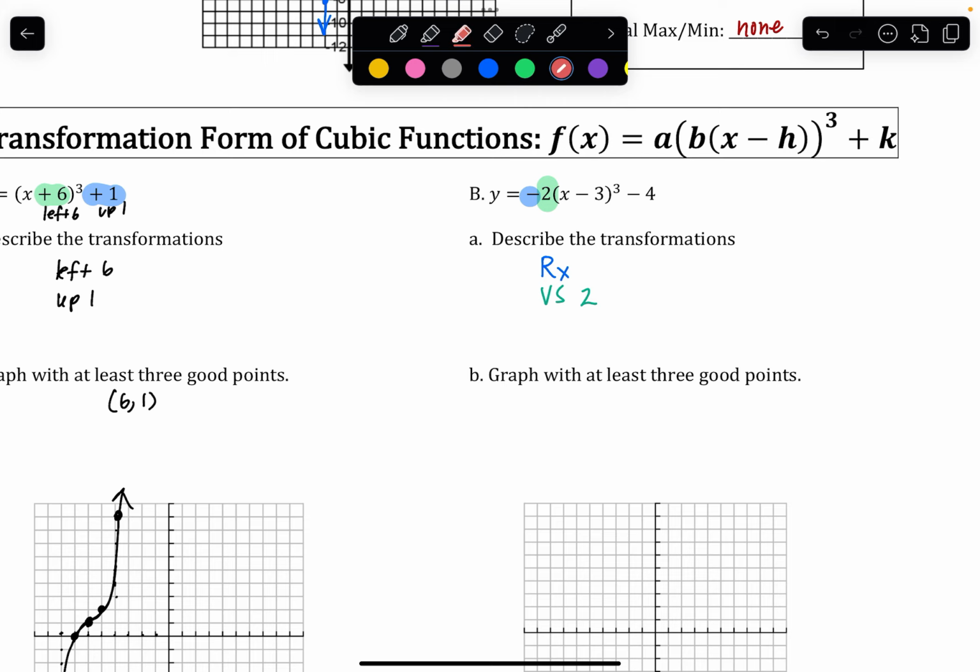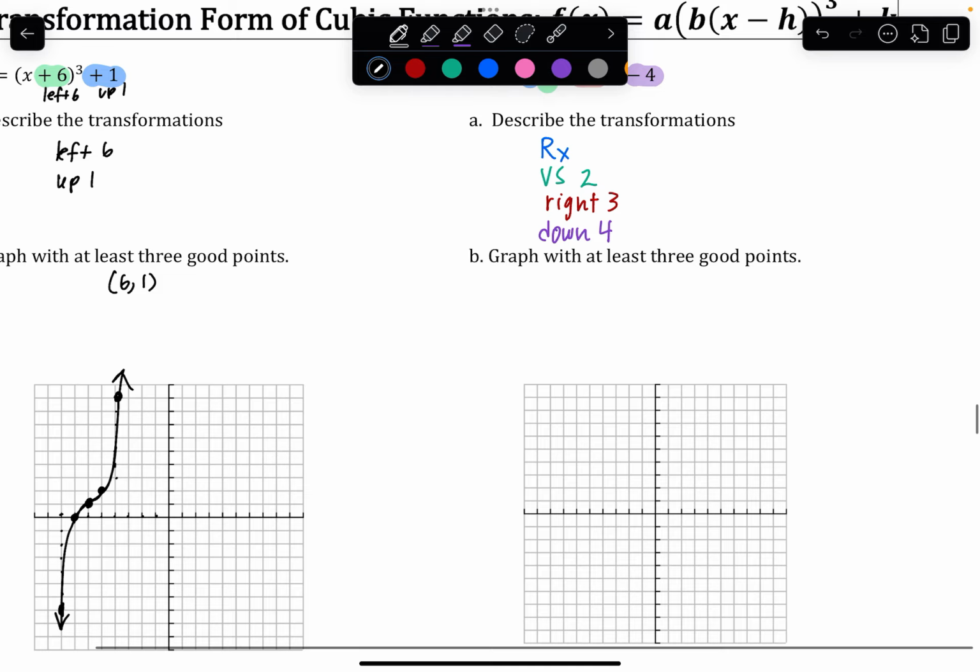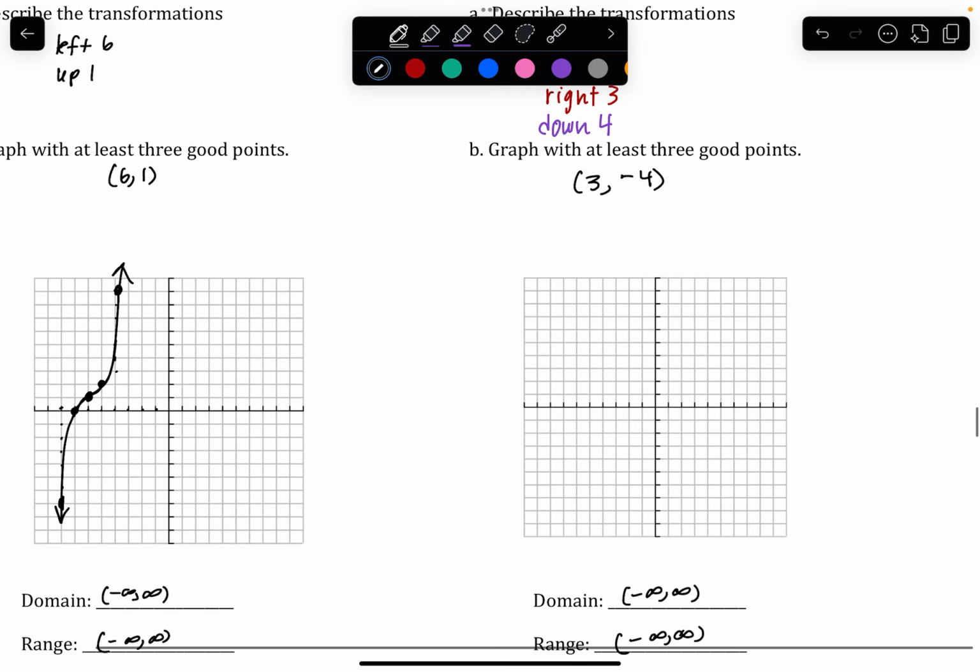And then we have right 3, and then down 4. Okay, and so that means my new inflection point is right 3, down 4: right 3, down 1, 2, 3, 4. So now we have the inflection point.